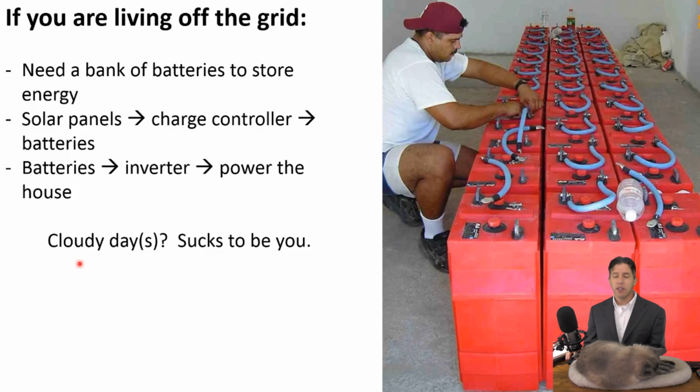One of the disadvantages of doing this is, well, what happens if you get, say, a cloudy day or 2 cloudy days in a row? Or if you think about those mid-latitude cyclones, if you live in that part of the country, you might have 5 cloudy days in a row. You're in trouble because you don't have any way of generating electricity during the day. So a lot of people that live this way also have a backup generator or maybe some wind turbines to help out.